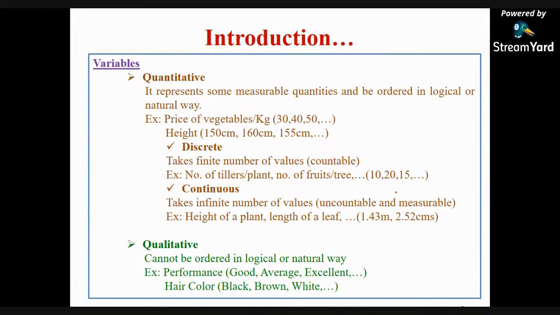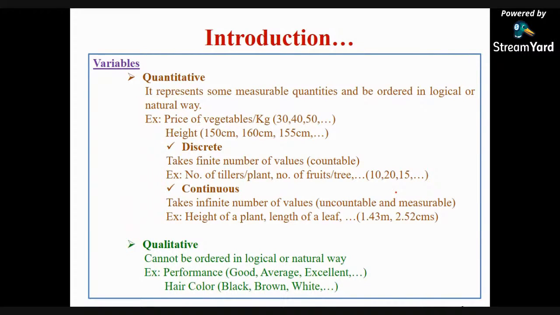Okay, so variables, based on the type of data they record, on the type of values they are assigned, can be of two types. One can be quantitative and the other can be qualitative. Quantitative means it represents some measurable quantities and can be ordered in a logical or natural way. Suppose the price of vegetables or the height itself.